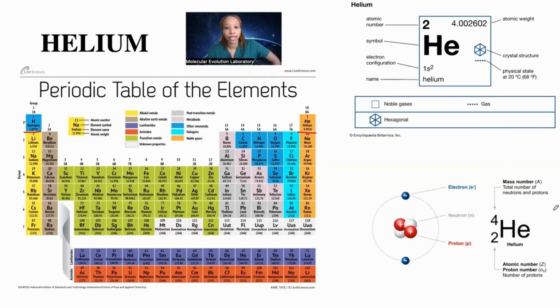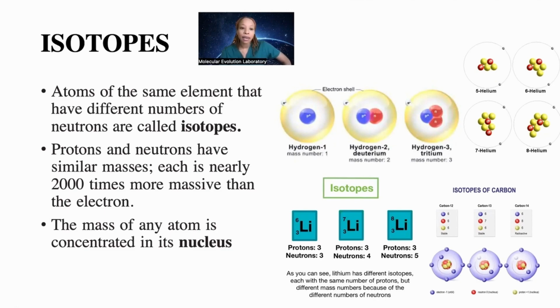We also have different isotopes of helium as well. Isotopes are atoms of the same element that have different numbers of neutrons. So because they have different numbers of neutrons and the proton is what makes the element, you can have different isotopes of the same element. The atomic mass is also calculated based on the number of protons and neutrons. Then you can have different atomic masses of the same element.